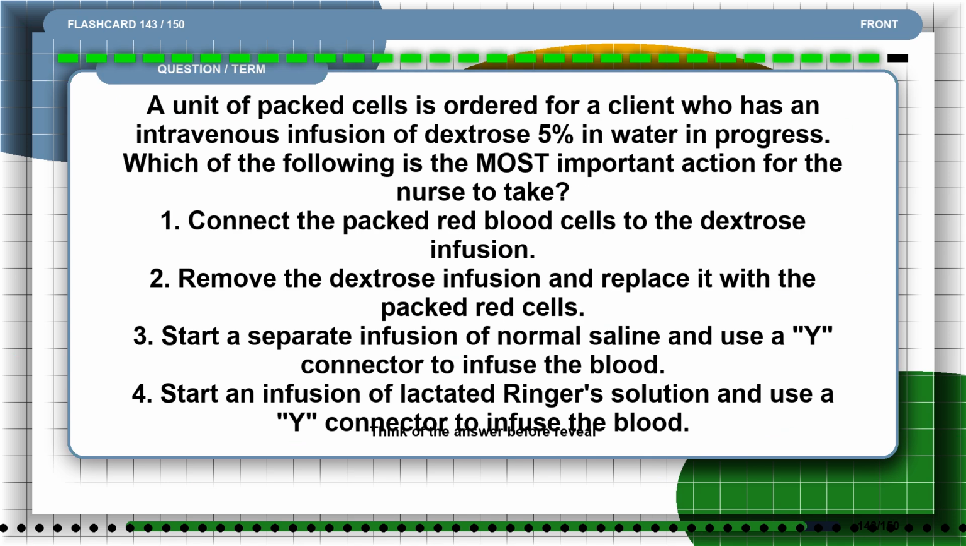Flashcard 143. A unit of packed cells is ordered for a client who has an intravenous infusion of dextrose 5% in water in progress. Which of the following is the most important action for the nurse to take? 1. Connect the packed red blood cells to the dextrose infusion. 2. Remove the dextrose infusion and replace it with the packed red cells. 3. Start a separate infusion of normal saline and use a Y connector to infuse the blood. 4. Start an infusion of lactated Ringer's solution and use a Y connector to infuse the blood. Think of the answer before the reveal.